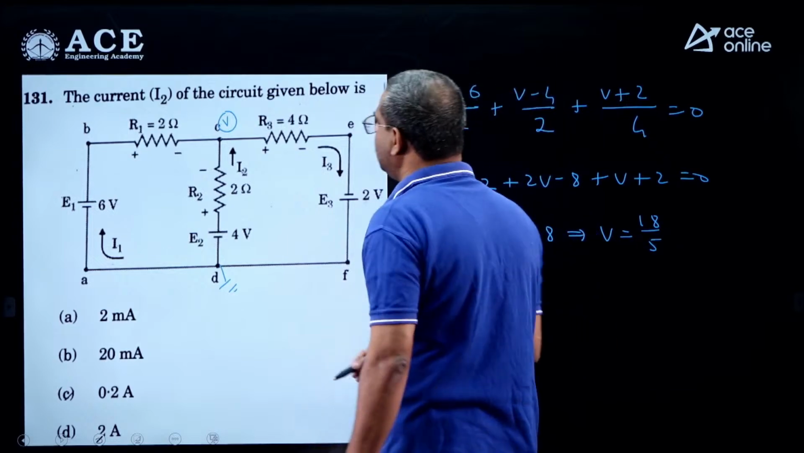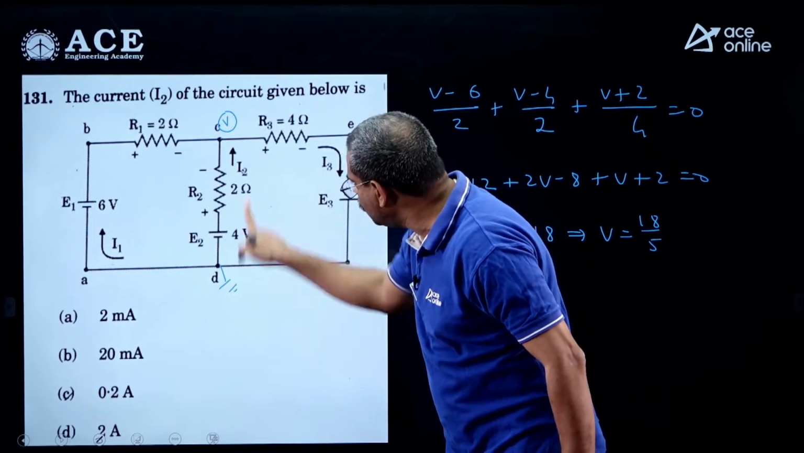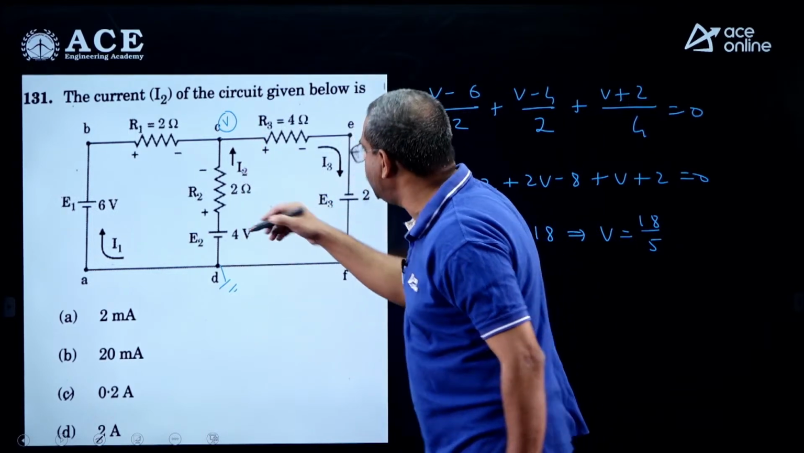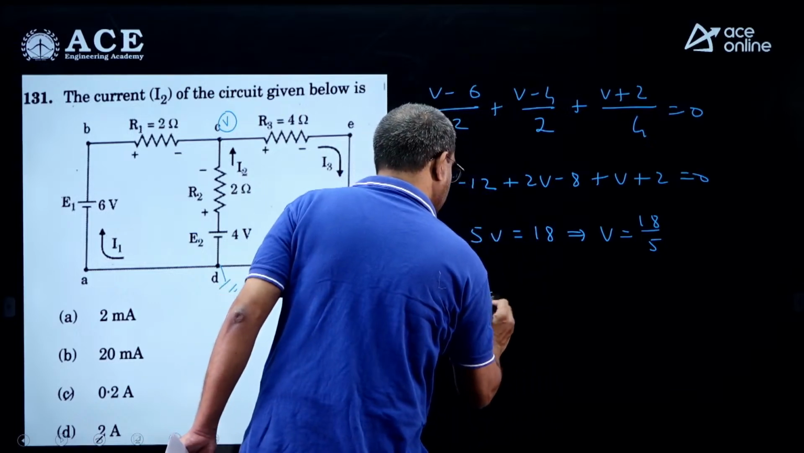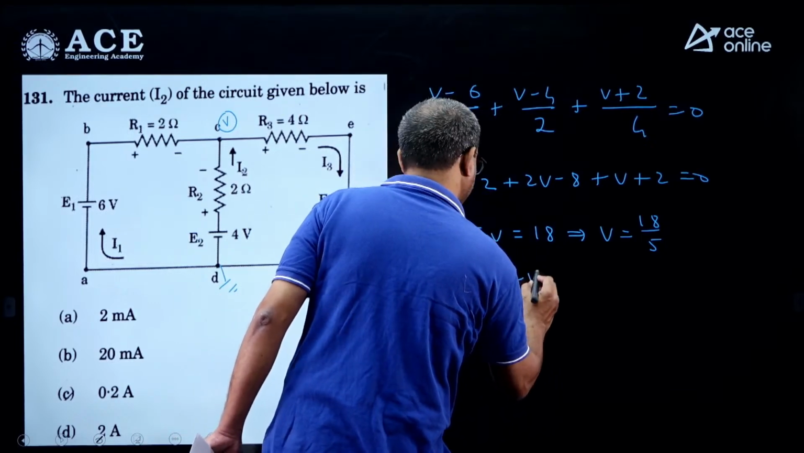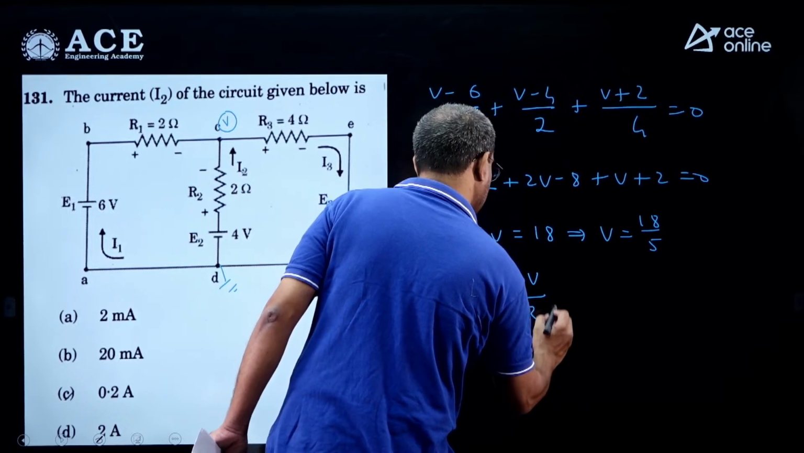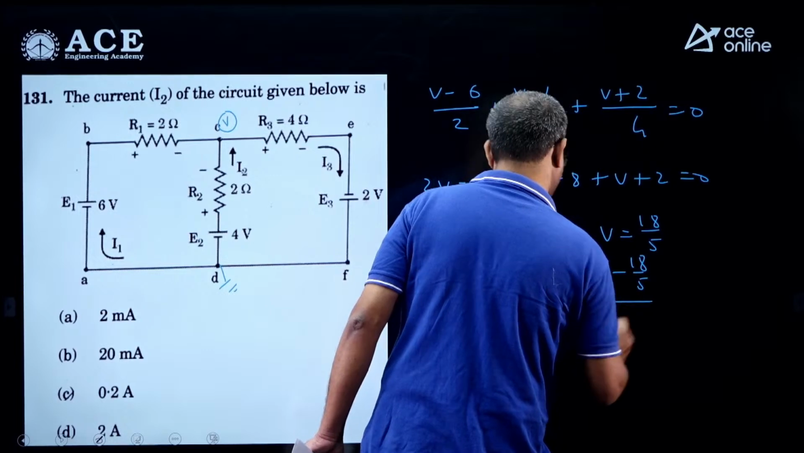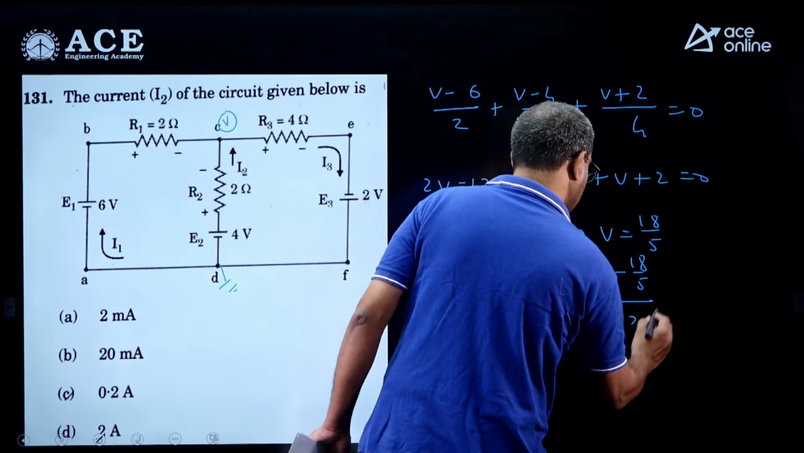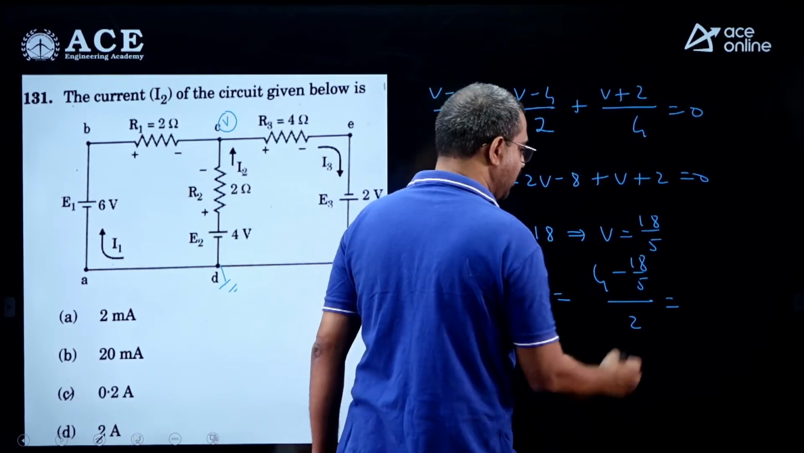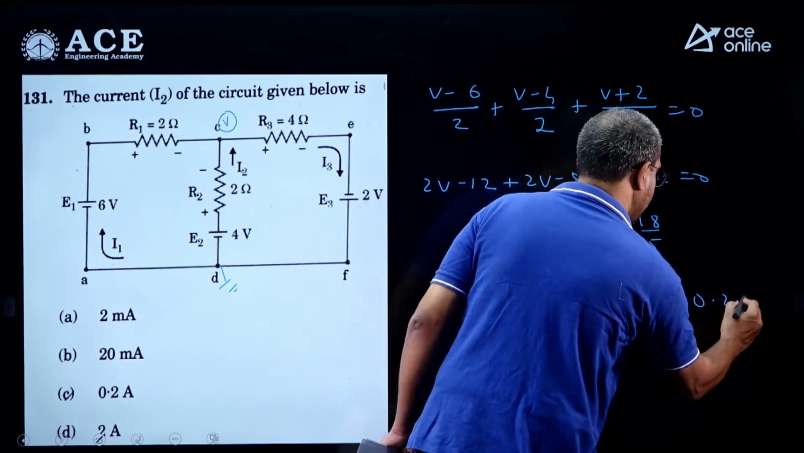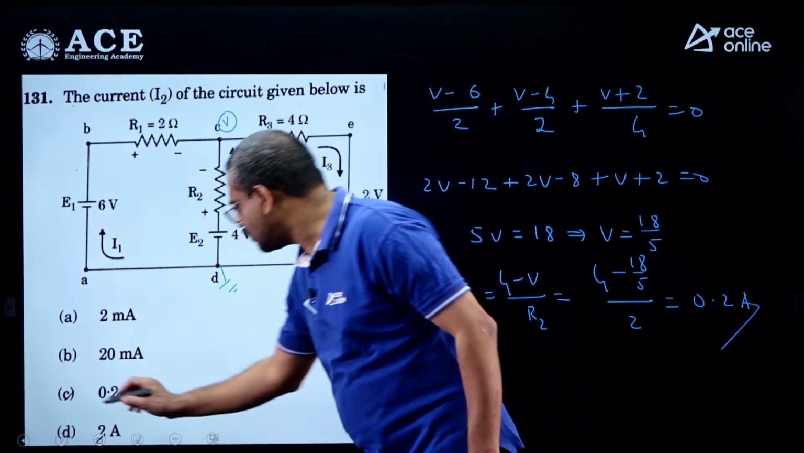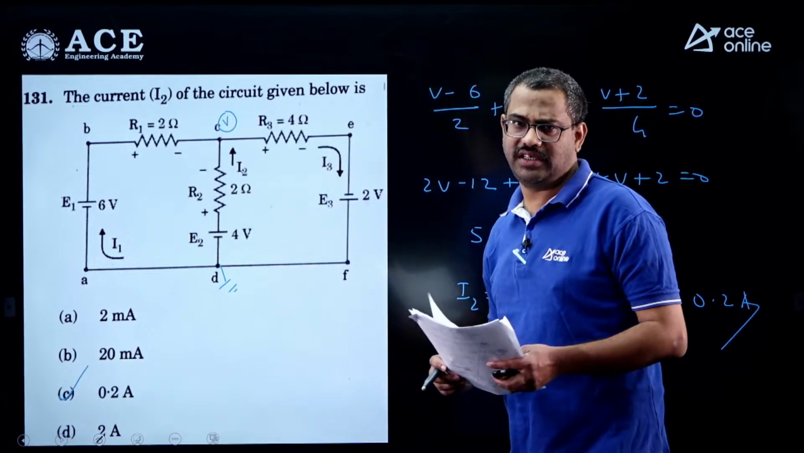But what is he asking? He is asking for current I2. Current I2 is going this way. Now I2 is (4 minus V) by R2, that is nothing but (4 minus 18 by 5) by R2. R2 is 2. So finally you will get 2 by 10, 1 by 5, 0.2 amperes. Option is C. Straightforward. Option is C.